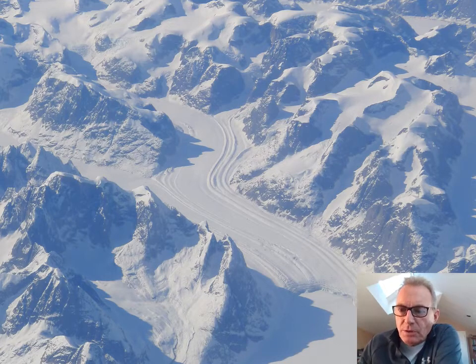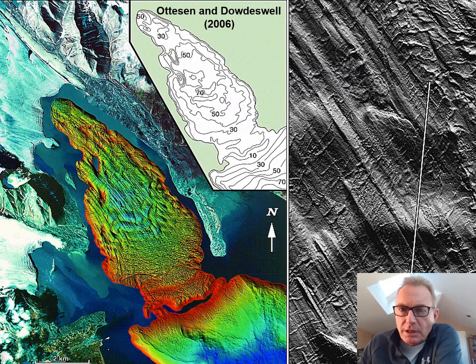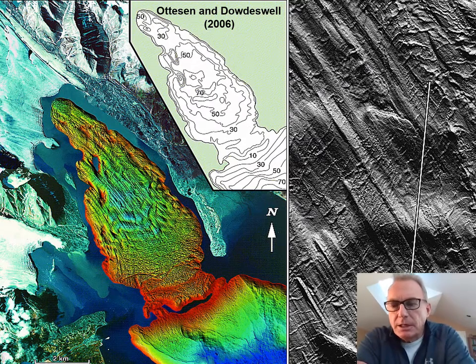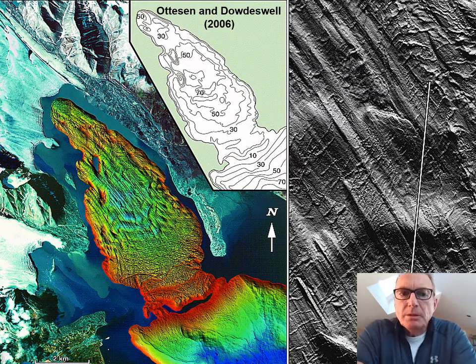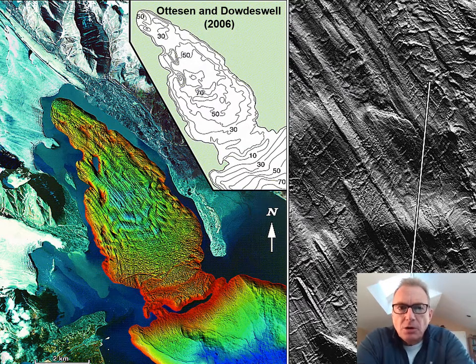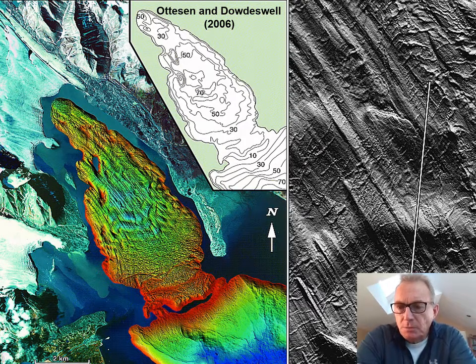So the question is, how do we recognize these in the ancient record? And this is an ice study that was done in 2006 by a couple of geologists. And on the left panel, you will see on the top left an area of white, and that is the margin, what we call the terminus of the ice stream. And then in front we have water.